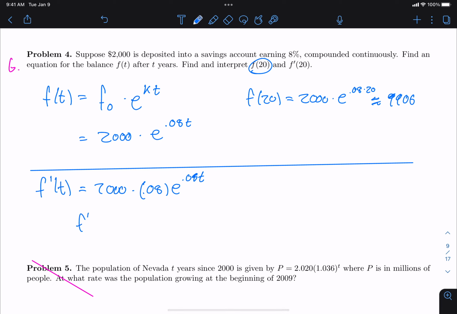Now to finish it off, I just plug in 20 to get 2,000 times 0.08 times e to the 0.08 times 20, which gives me, what does it give me? 792-ish. All right, so the interpretation of the derivative one is a little bit harder. Does anyone want to take a stab at interpreting f prime of 20 equals 792?